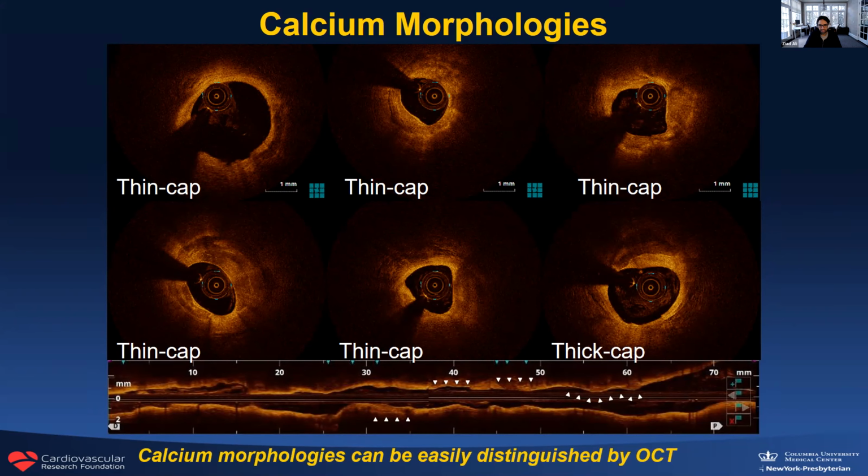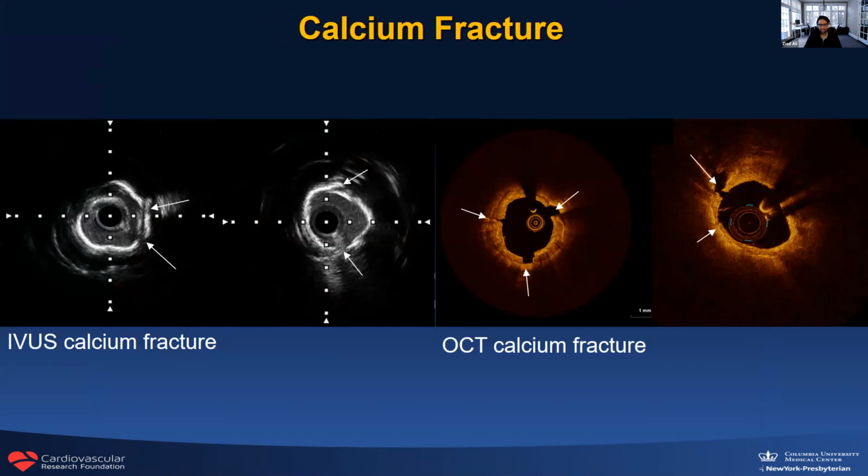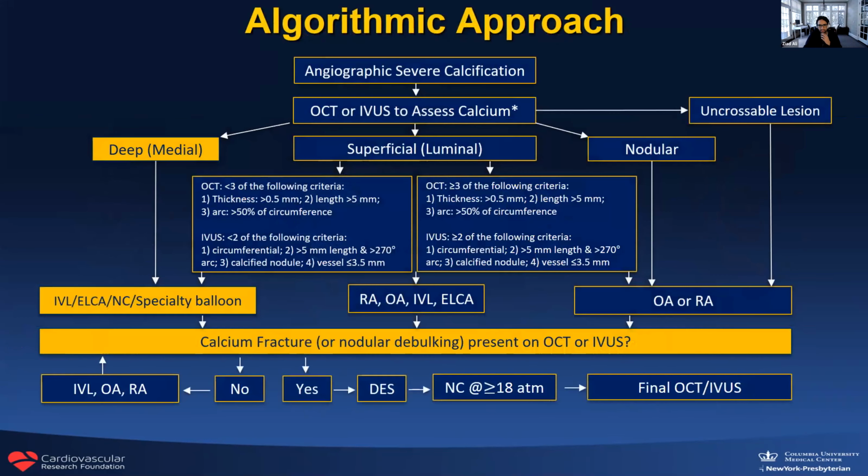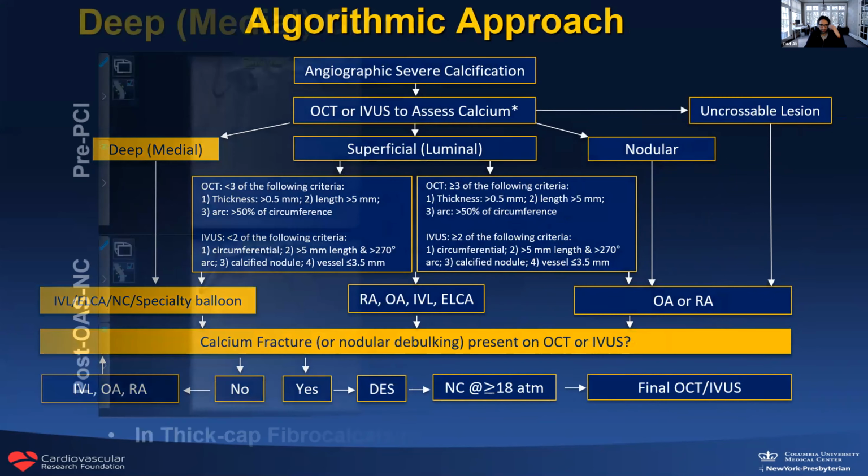These calcium morphologies can easily be distinguished by OCT. It's important to be able to recognize the difference between IVUS calcium fracture and OCT calcium fracture. IVUS calcium fracture leads to a reverberation of signal past discontinuations of the white line that's in the luminal surface, but OCT is clearly displayed as this box type pattern. So let's take an example of deep calcium. In these situations, or thick cap, intravascular lithotripsy, laser, non-compliant, or specialty balloons may be of the greatest utility.